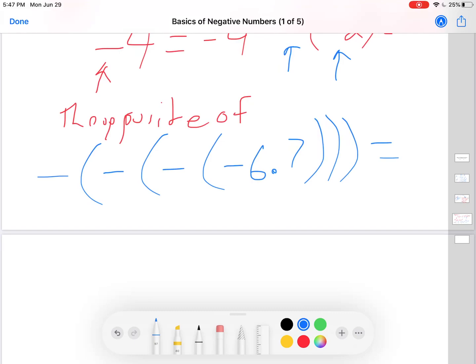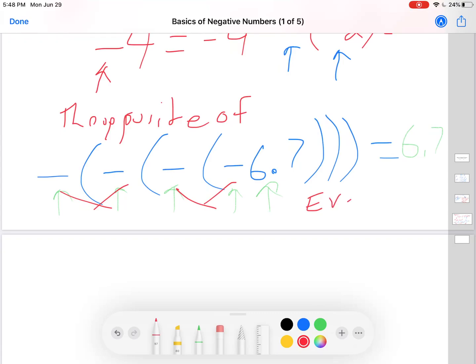Okay, do you have your answer? Let's see. This is 6.7. That makes it negative 6.7. That makes it positive. That makes it negative. That makes it positive. So this is positive 6.7. Notice, these 2 cancel each other out, and these 2 cancel each other out.